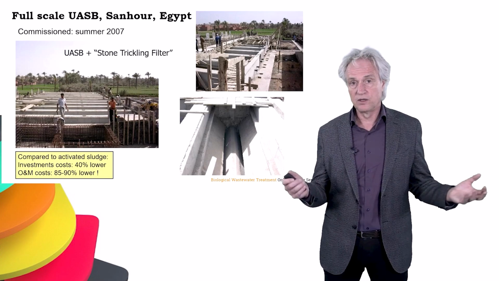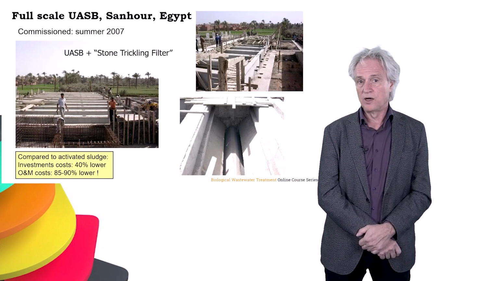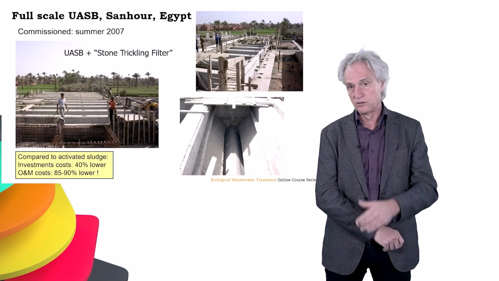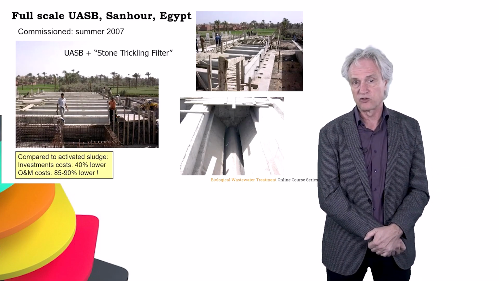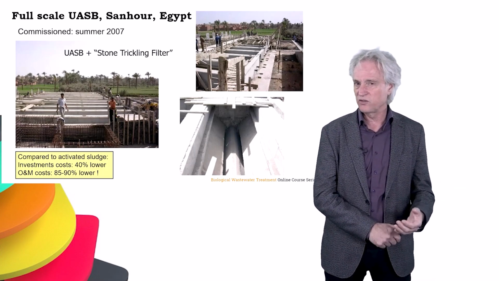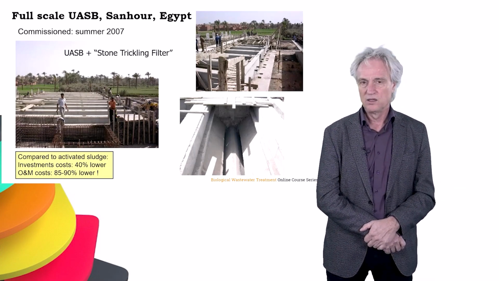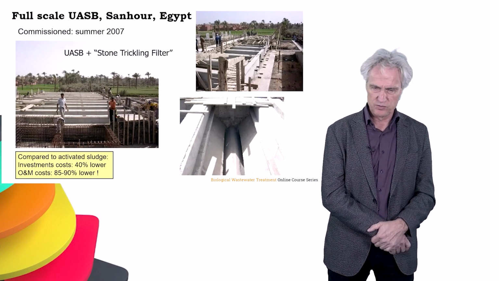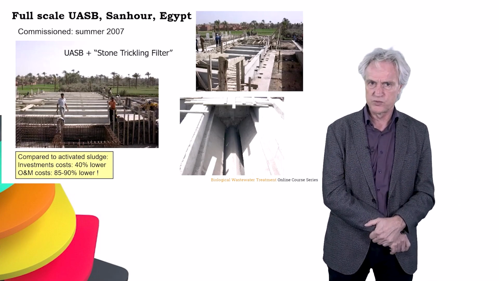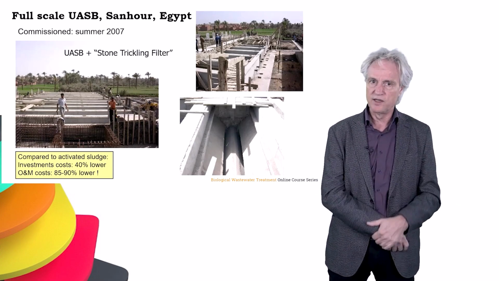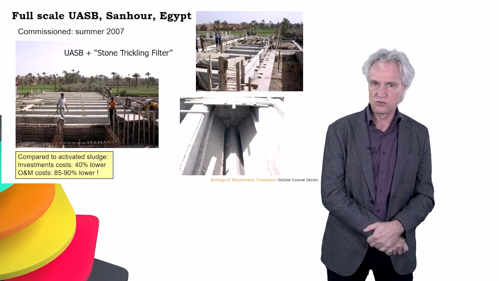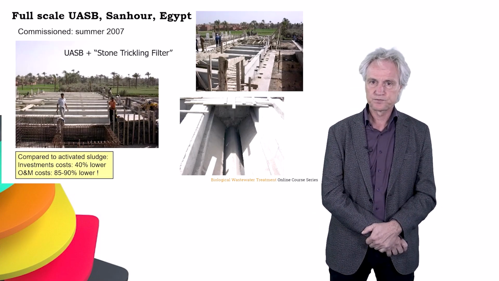Another example is in Sanhour, Egypt, the northern part of Egypt, so the Mediterranean coast until Upper Egypt, the south part. It has very high temperature, and also here the concentration of sewage is quite high, because drinking water distribution is limited. There's not a large amount per capita, so concentrations are high, and also small factories discharge their sewage into the centralized sewer systems.